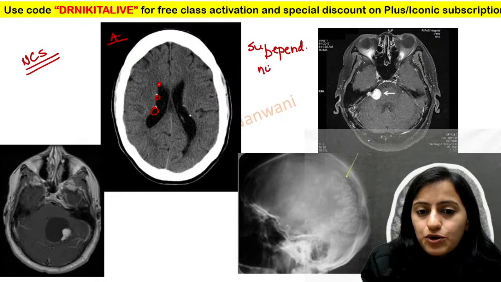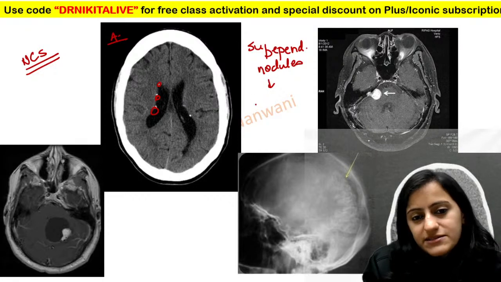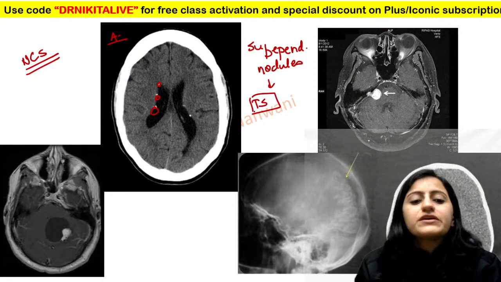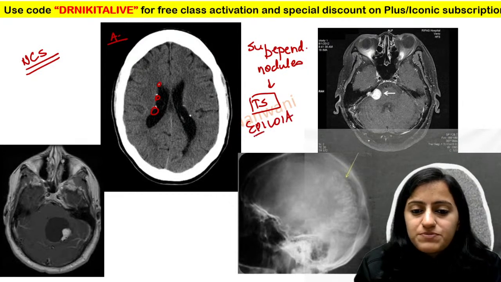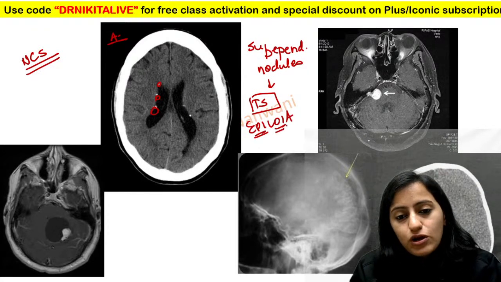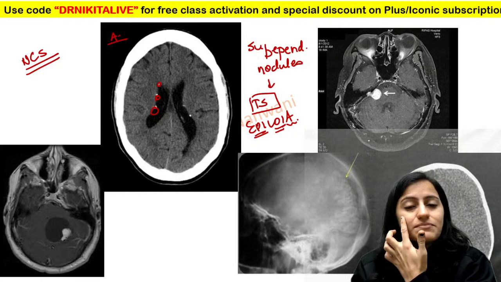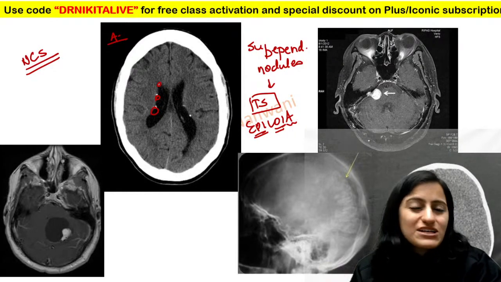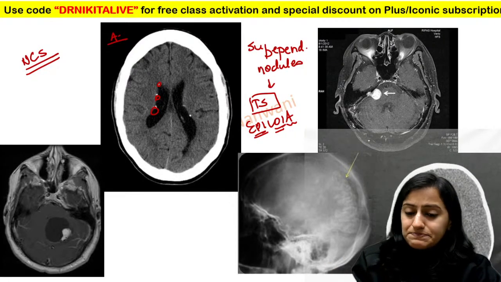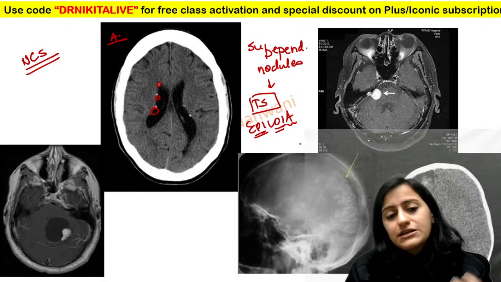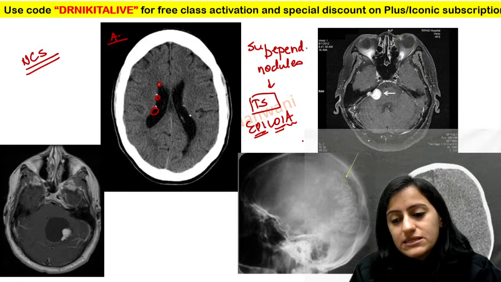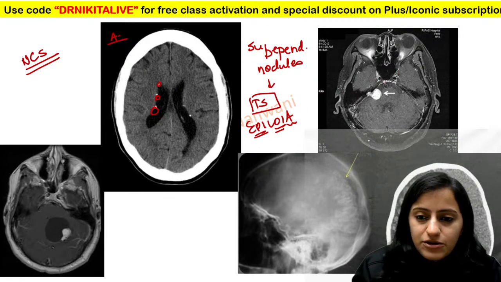tuberous sclerosis, also called epiloia. Subependymal nodules, some of which can be calcified, are a hallmark of tuberous sclerosis. Patient presents with epilepsy, low IQ and adenoma sebaceum. Very, very important. You have ash leaf macules, right? You have Koenen tumor, periungual fibromas, you have shagreen patch. All these are important features of tuberous sclerosis.